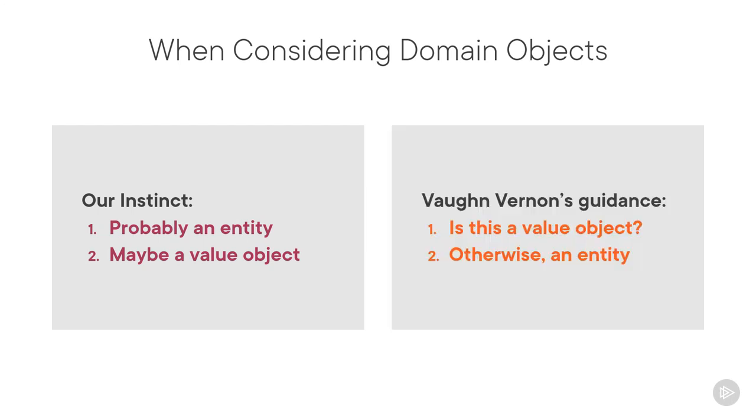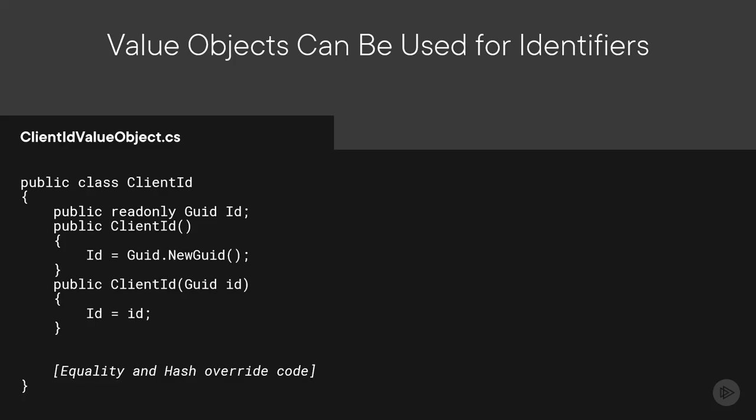So what Vaughn is suggesting is really start by thinking every time, should this be a value object? And you will surprise yourself at how many times something that you originally might have thought of as an entity really does make a lot more sense as a value object. Or sometimes when you're looking at an entity, there might be a couple of properties that seem to always go together. You might be able to bundle these properties into a single value object.